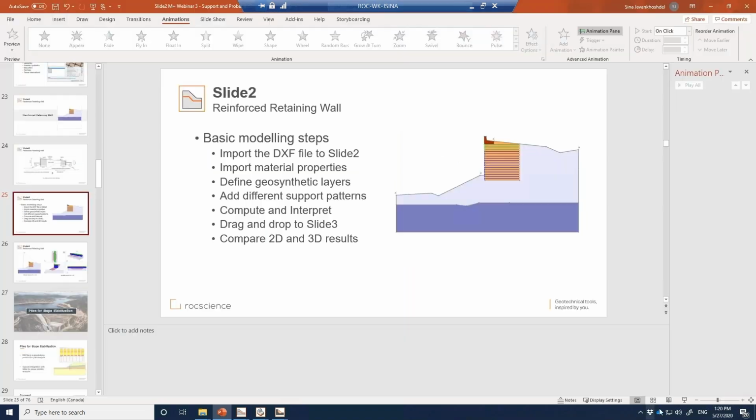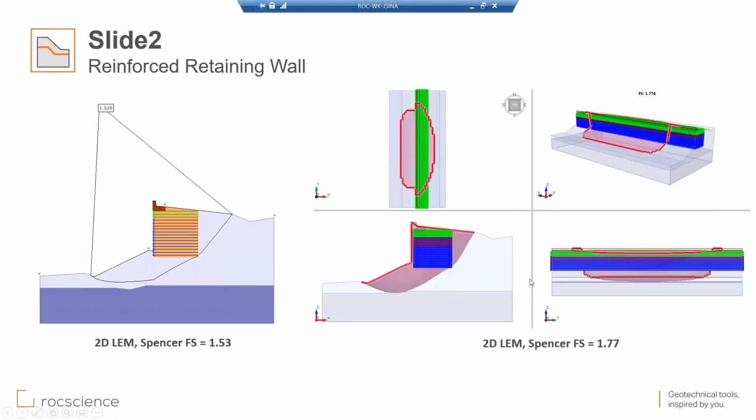If I go back to the presentation, I want to compare the results of 2D and 3D. Basically, this view is the 2D view of Slide2. You can see that the shape of the slip surface is quite similar, both external, going behind the reinforced zone. But the factor of safety in 2D is 1.53 and in 3D is 1.77. When you extrude a model like this, you expect to get similar values of factor of safety. But why here do we have a factor of safety of Slide3 20% larger than Slide2?